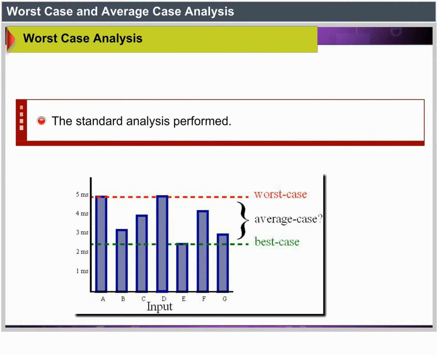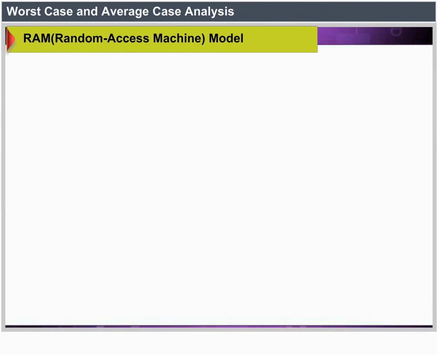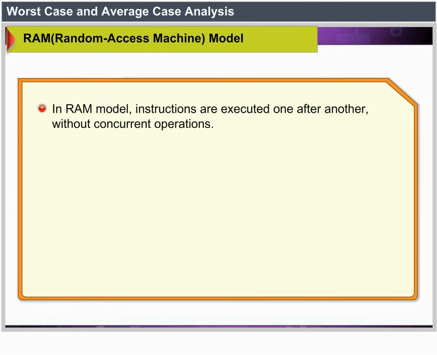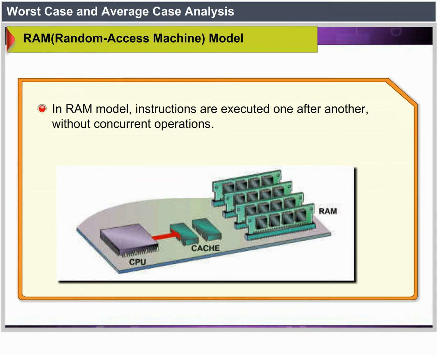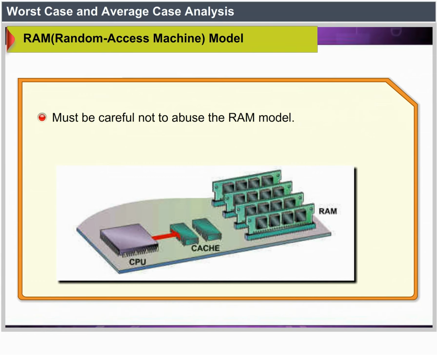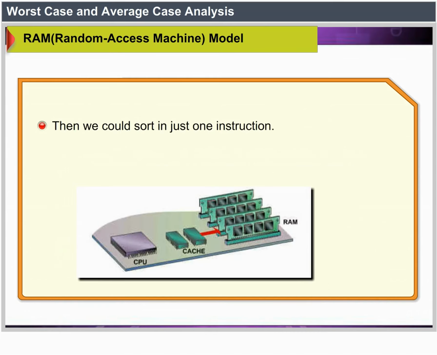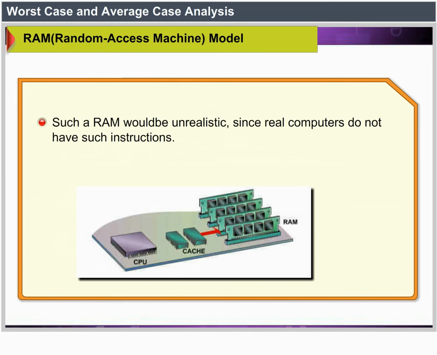Random Access Machine (RAM) model. In the RAM model, instructions are executed one after another, without concurrent operations. We should define the instructions of the RAM model and their costs. We must be careful not to abuse the RAM model. For example, what if a RAM had an instruction that sorts? Then we would sort in just one instruction.